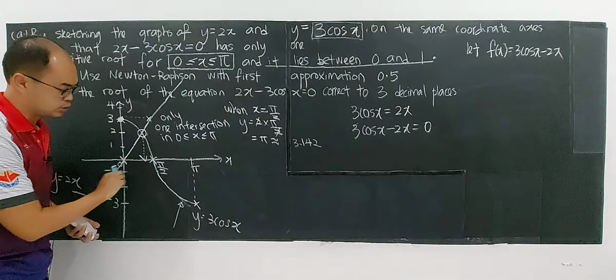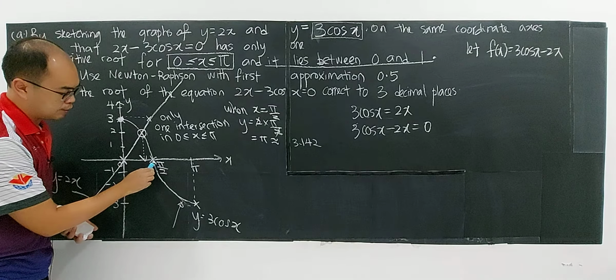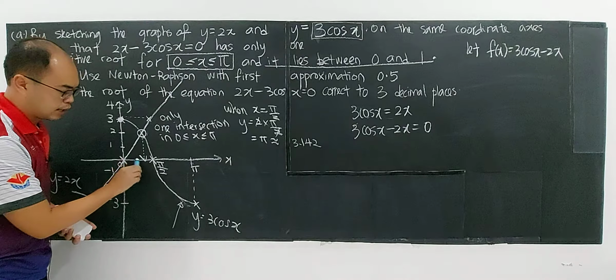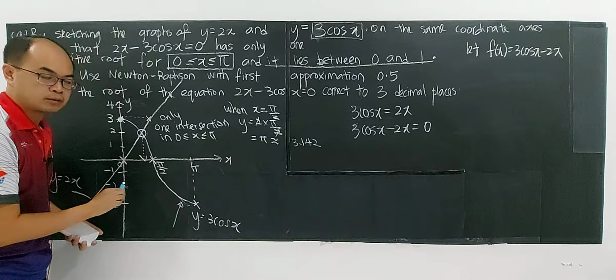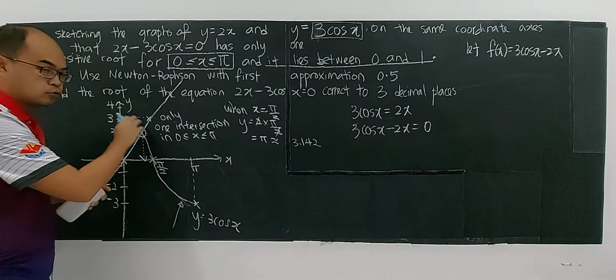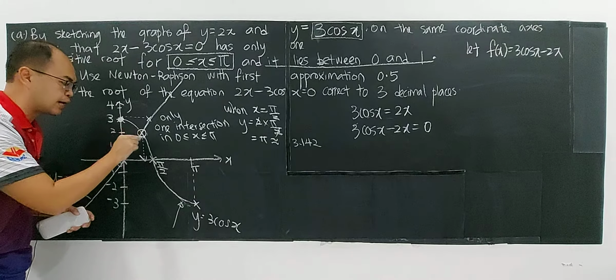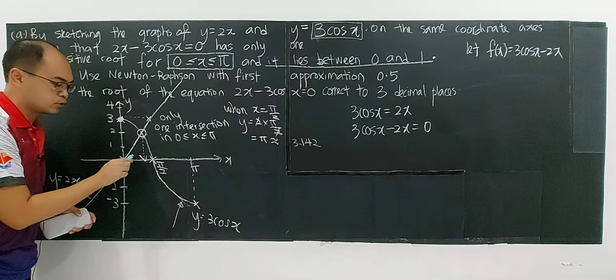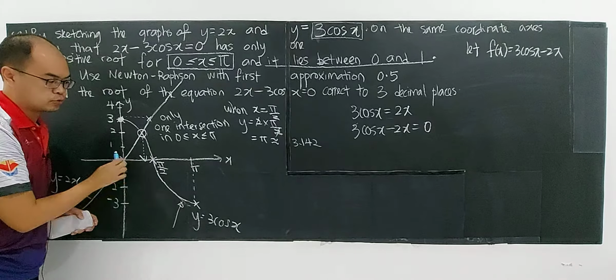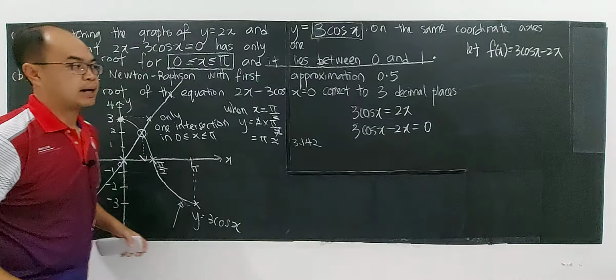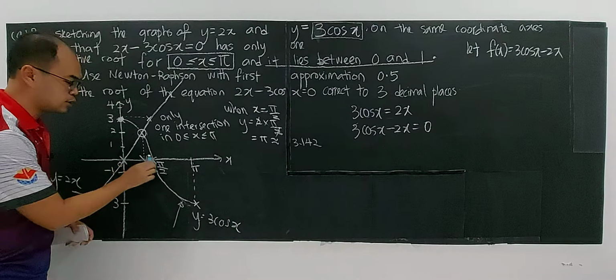I'm not sure it's between 0 and 1, as pi over 2 is greater than 1. I don't know if this value is between 0 and 1. So how to further verify? Through the graph, I know there is an intersection point here. So there is a root, one root. But I'm not sure this value is between 0 and 1.